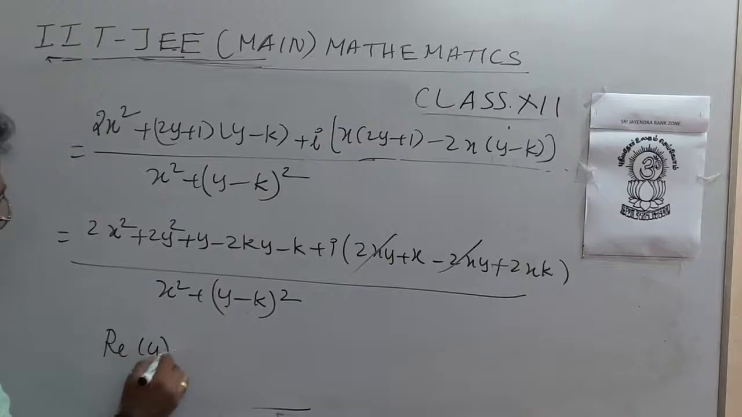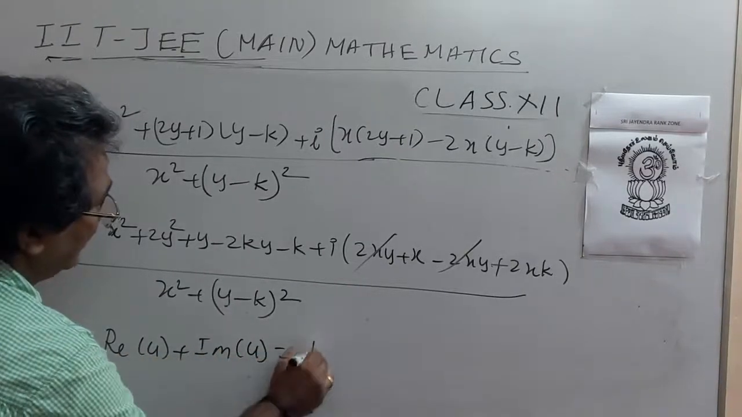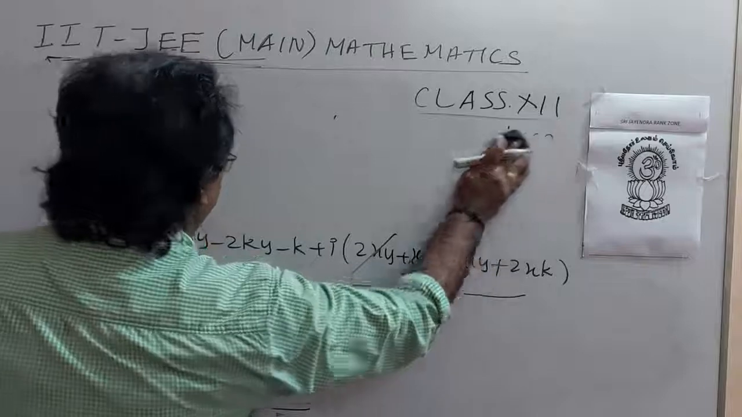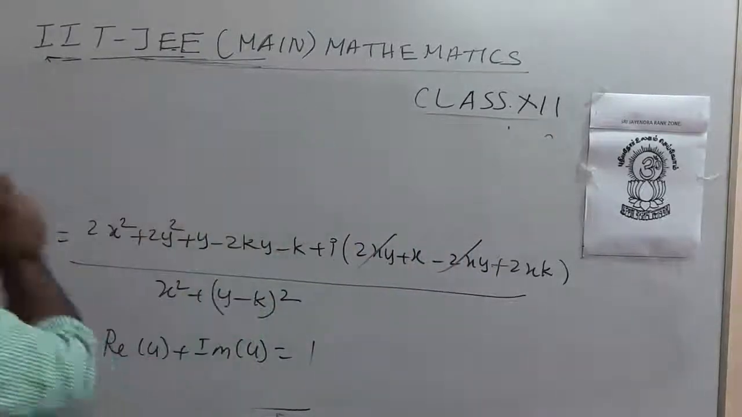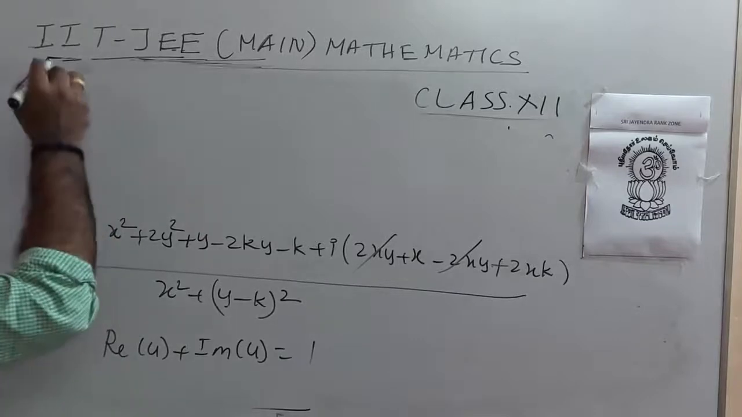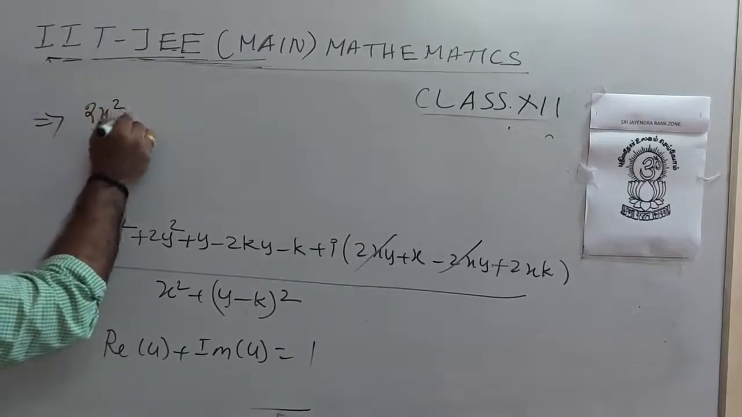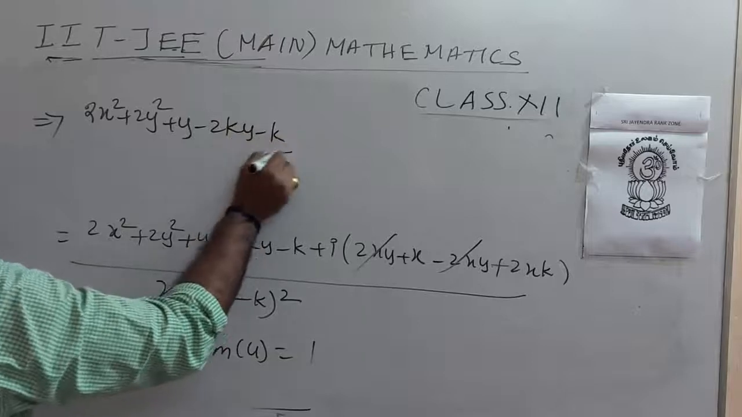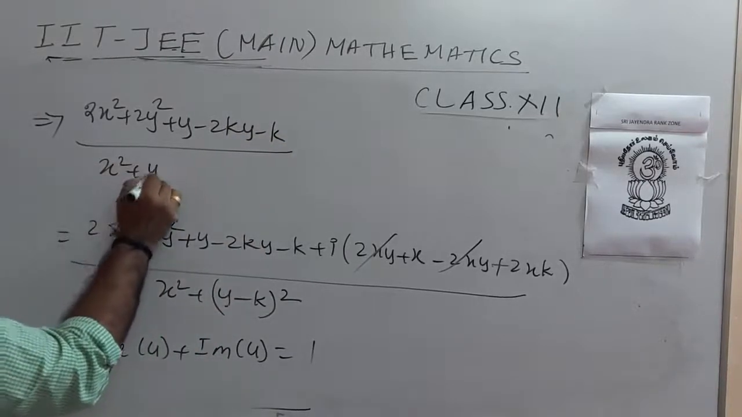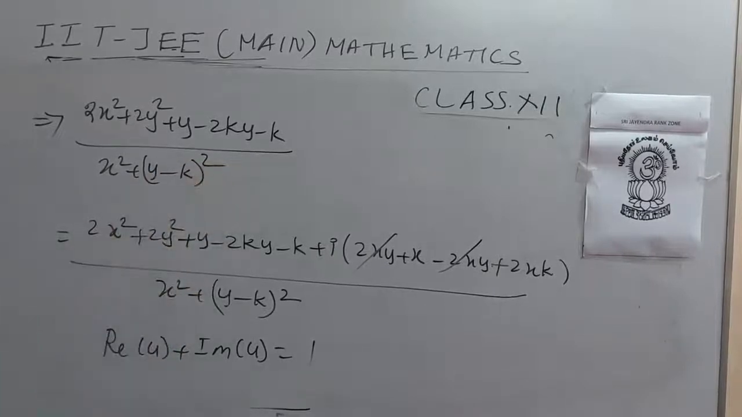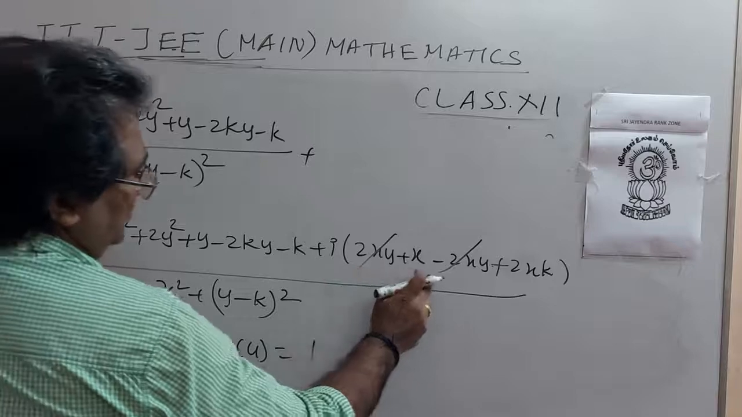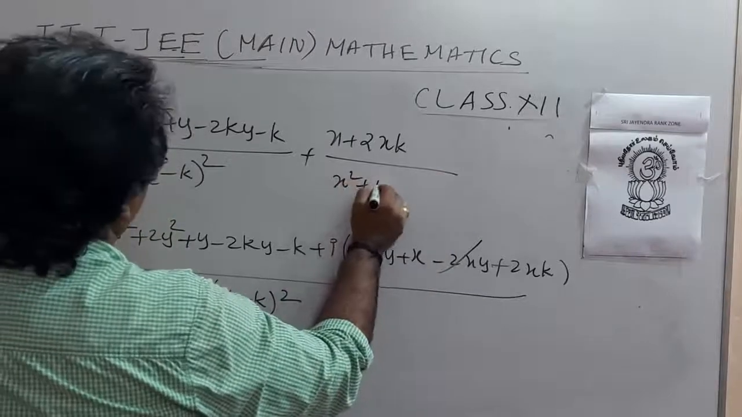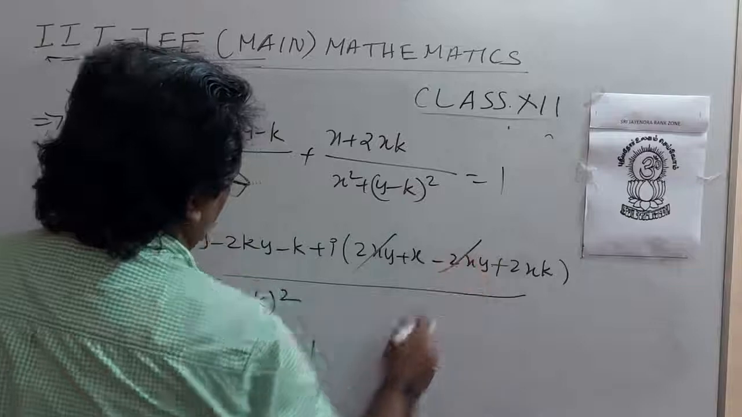Real part of u plus imaginary part of u equal to 1, which implies: this is the real part, (2x squared plus 2y squared plus y minus 2ky minus k) divided by (x squared plus (y minus k) whole squared), plus the imaginary part, (x plus 2xk) divided by (x squared plus (y minus k) whole squared), equal to 1.